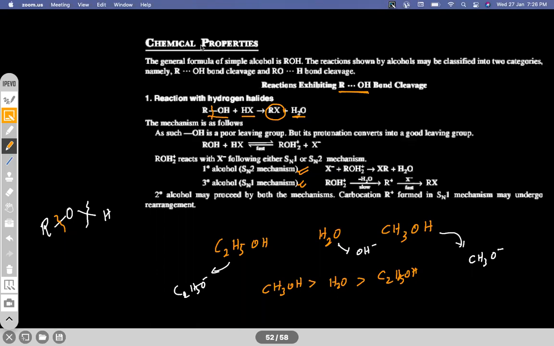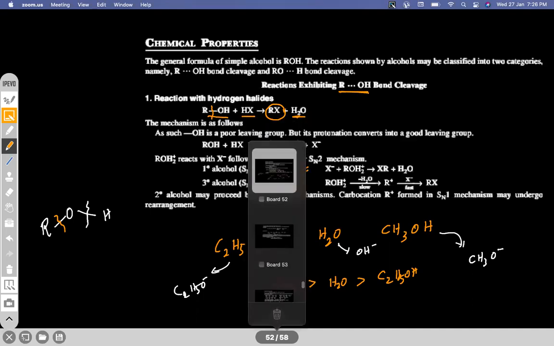Yes, right. Conjugate acid is always a better leaving group than its base. 2 degree alcohol may proceed by both mechanisms. We have discussed this SN1, SN2 many times, so I'm not repeating those things again.